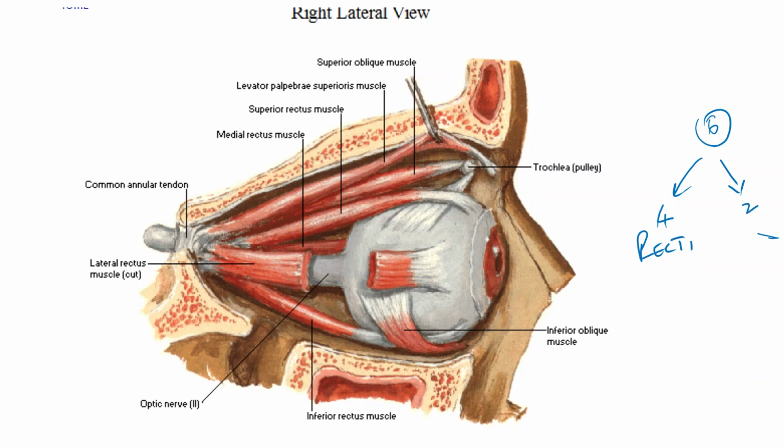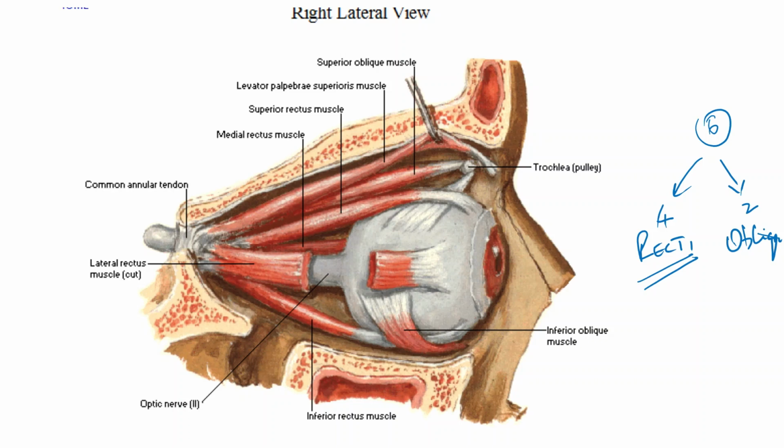The muscles are named according to their attachment. The 4 recti muscles include the superior rectus, the inferior rectus, the medial and the lateral rectus.